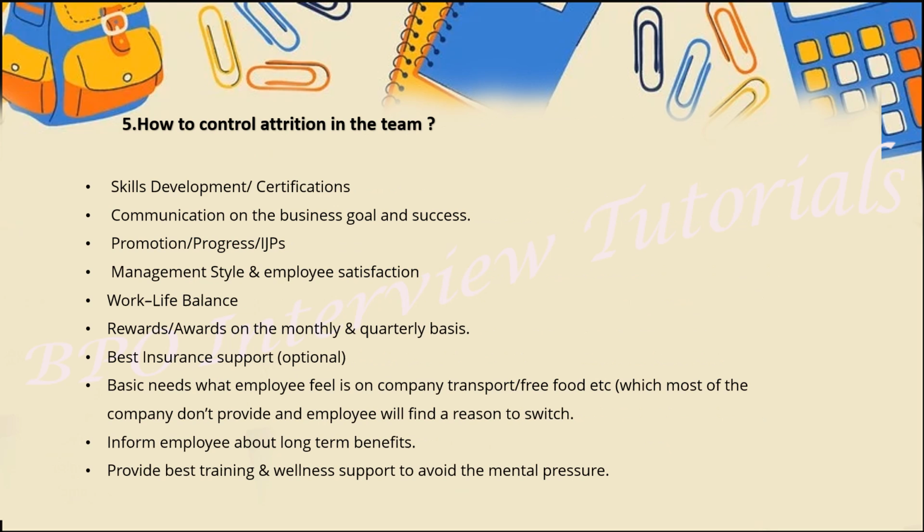Let's move to the fifth question, which is how to control the attrition rate in the team. So this is a very, very important question. I have seen that most of the interviewers will ask this particular question. Attrition basically means the employee wants to move. There are two types of attrition: voluntary and non-voluntary attritions.